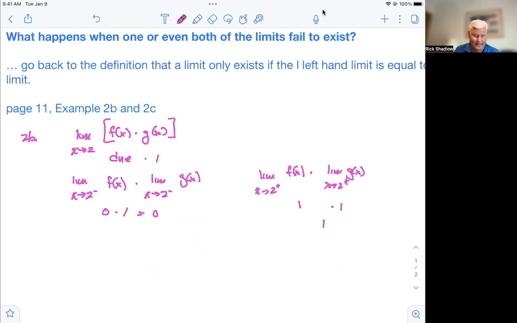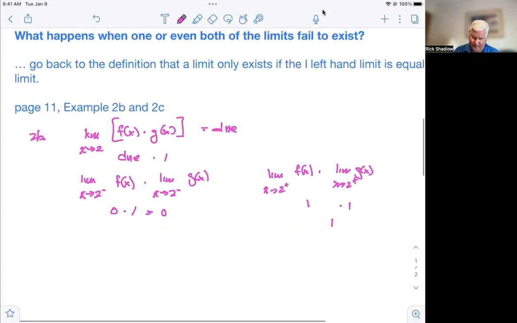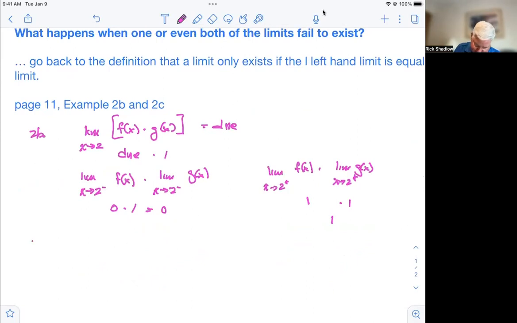Since the left-hand limit, 0, is not equal to the right-hand limit, then this limit does not exist. But again, it doesn't exist because f of x doesn't exist. It doesn't exist because the left-hand limit is not equal to the right-hand limit. And then in 2C, we just have another scenario that we haven't seen before.